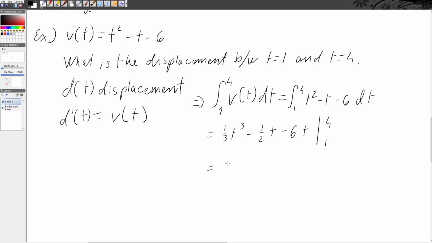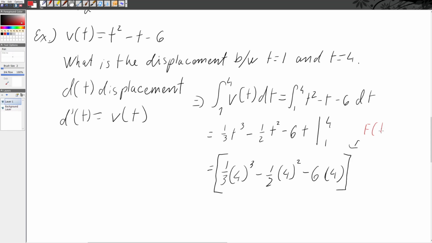Plug in everything. 1/3 times 4 cubed minus 1/2 times 4 squared. Oh, sorry, that's a square. Minus 6 times 4. That's the first term evaluated at 4. That's the whole f of b. Minus. Now we evaluate everything at 1. 1/3 times 1 cubed minus 1/2 times 1 squared minus 6 times 1.